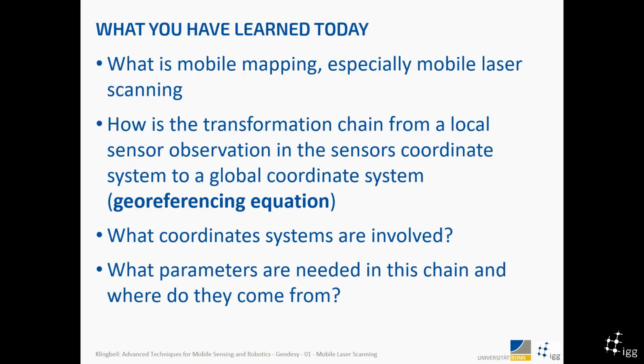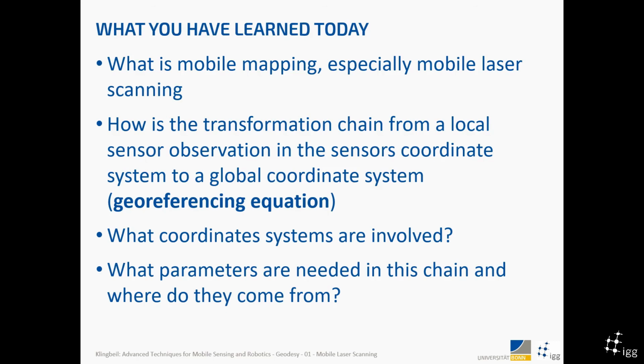what have you learned today? What you learned is what is mobile mapping, especially what is mobile laser scanning. So we derived the georeferencing equation for mobile laser scanning, in great detail, and on the way we repeated all the coordinate systems and transformations between coordinate systems that have been already shown to you in other lectures, but now we repeated it because it's essential to understand the general idea of mobile laser scanning. So how is a transformation chain from a local sensor observation in the sensor coordinate system to a global coordinate system, right? So how does this equation look like in detail?